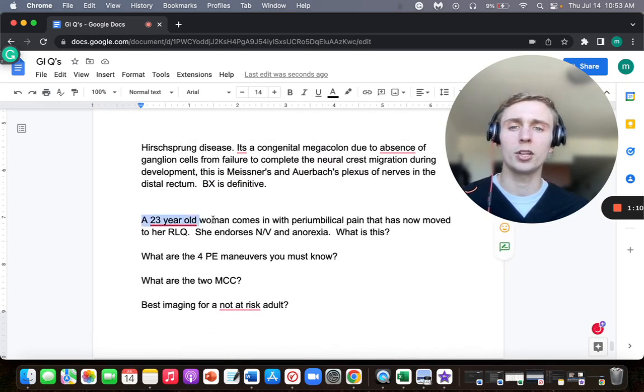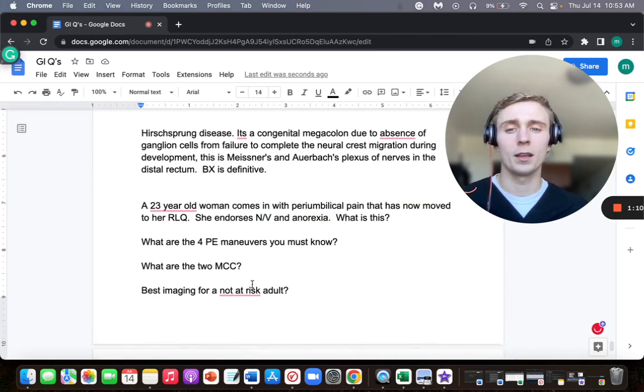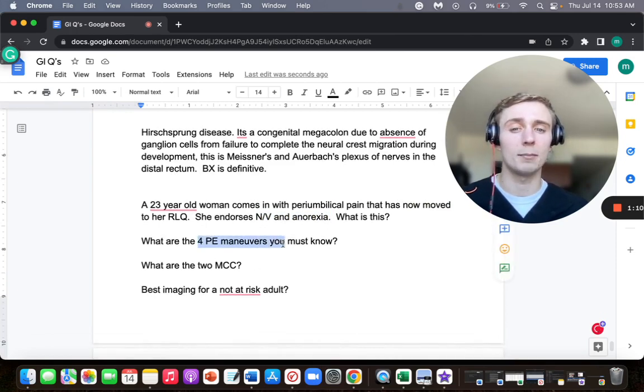And almost done, a 23-year-old woman comes in with periumbilical pain that has now moved to her right lower quadrant. So that has to give it away. Periumbilical pain moved to her right lower quadrant. She endorses nausea, vomiting, and anorexia, classically. What is this? What are the 4 physical exam maneuvers you must know? 4 physical exam maneuvers.